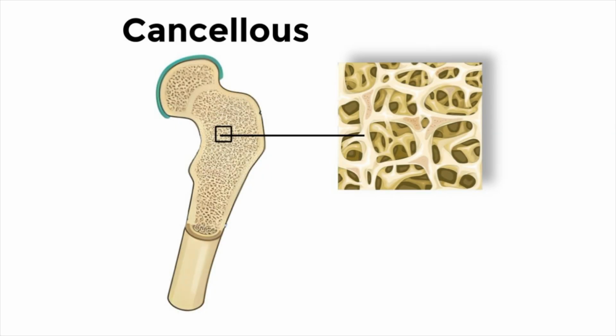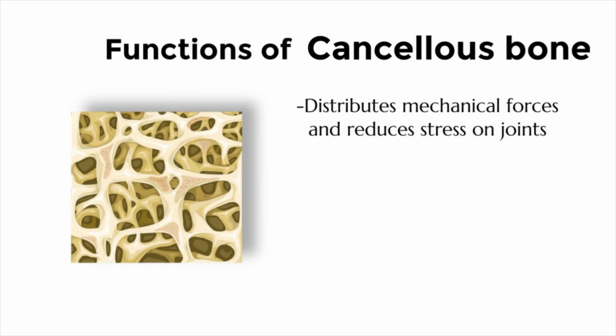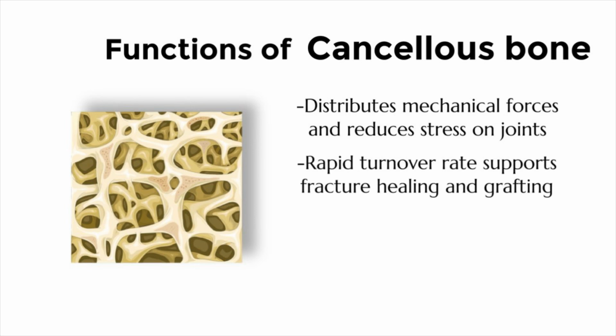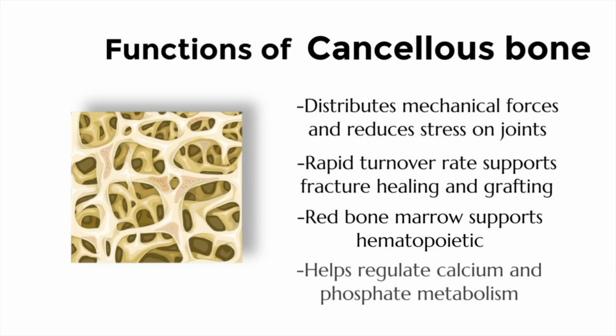So the cancellous portion of the bone, also known as spongy bone or trabecular bone. Cancellous bone is categorized as a lattice-like structure. Cancellous bone distributes mechanical forces and reduces stress on joints. It has a rapid turnover rate supporting fractured healing and grafting. Its high red blood marrow count supports hematopoiesis. It also helps regulate calcium and phosphate.